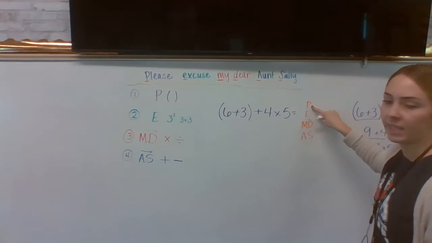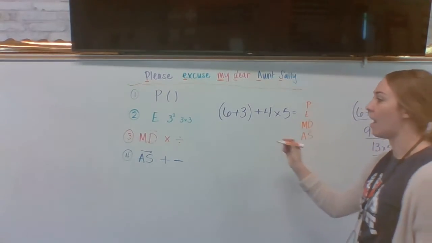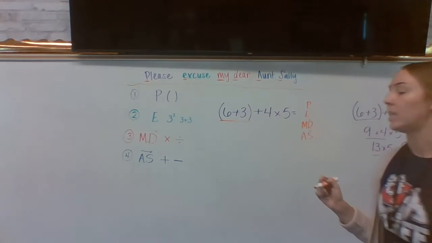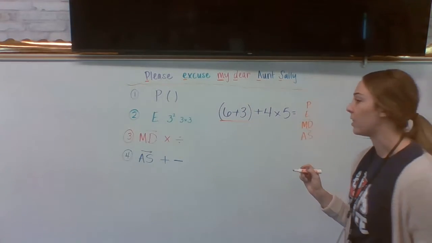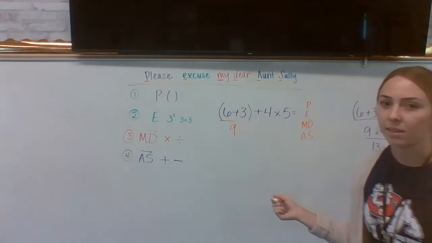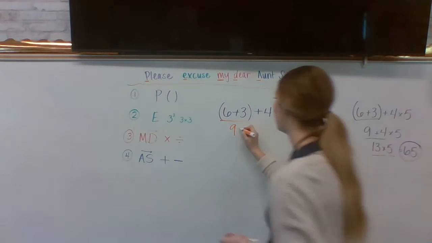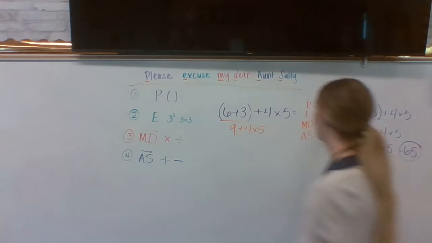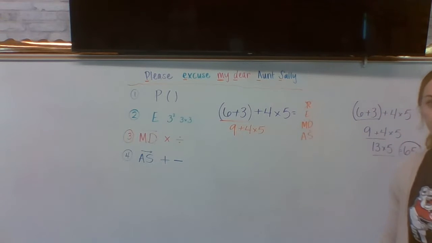So the first thing on my list is parentheses, and I see that I have one right here. So I'm going to underline the part that I'm solving. 6 plus 3 is what's inside the parentheses, and 6 plus 3 is 9. And then I'm just going to write the rest of my problem the way it is. Plus 4 times 5. So that's my parentheses done.